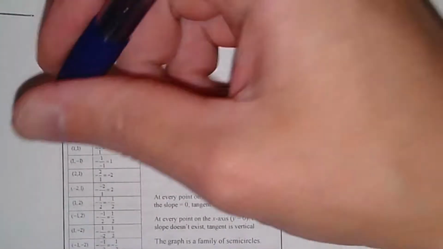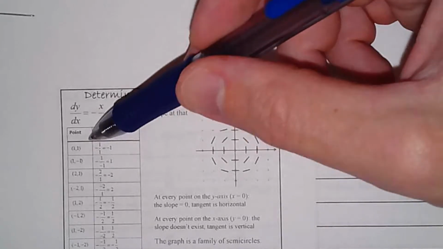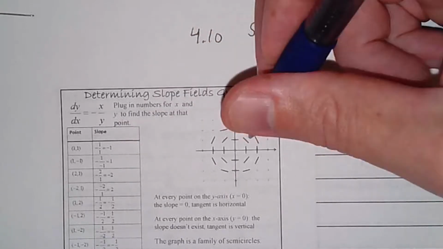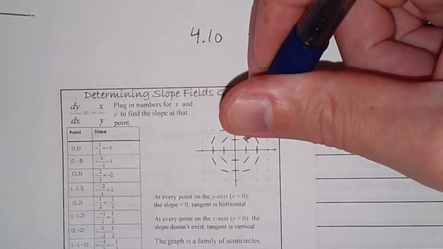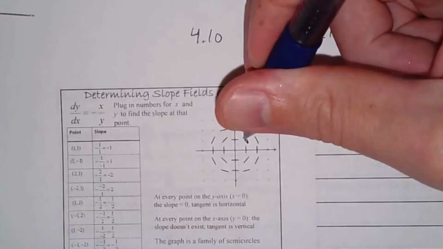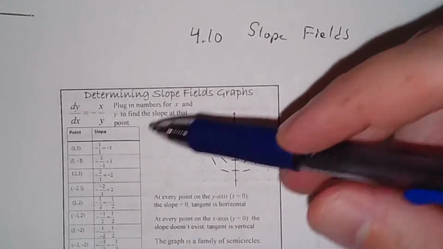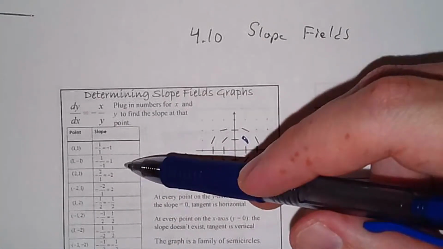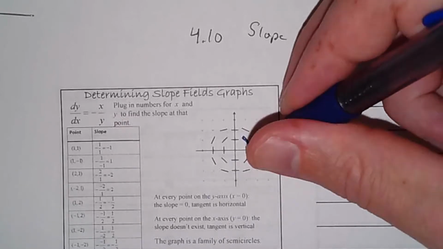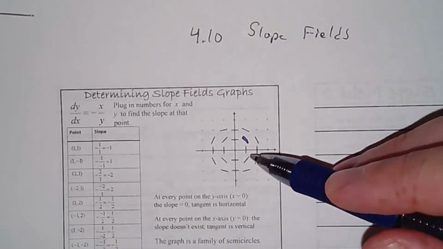So the first one is 1, 1. If you plug in 1, 1, you get negative 1 over 1, which is negative 1. So that's over here. The point 1, 1 gives us a negative 1 slope, and that's this one right here. Now, if you plug in 1, negative 1 into this differential equation, it comes out positive 1. So 1, negative 1 is here, and you can see that the slope is positive because it's going up. It's positive 1, about a 45-degree angle.